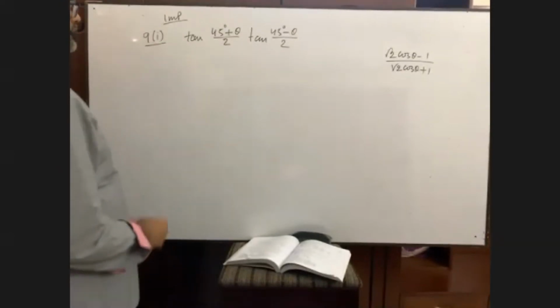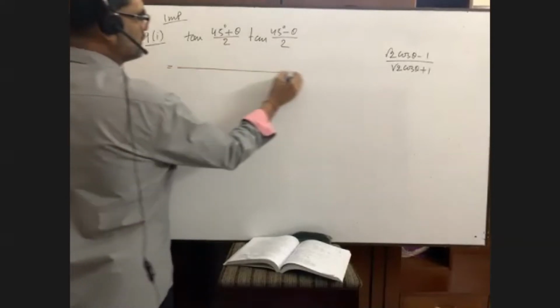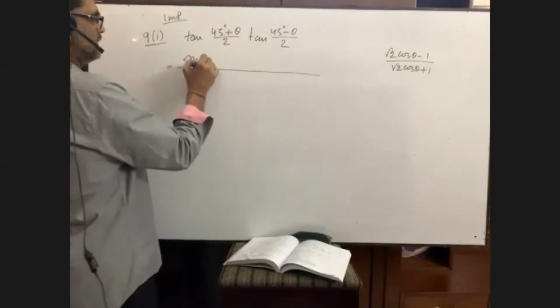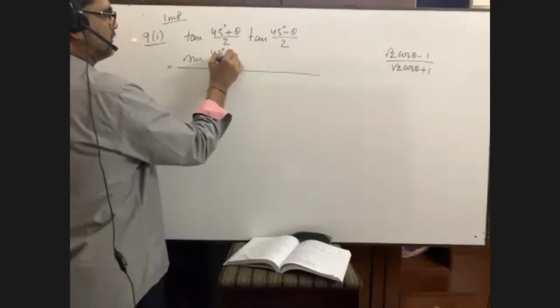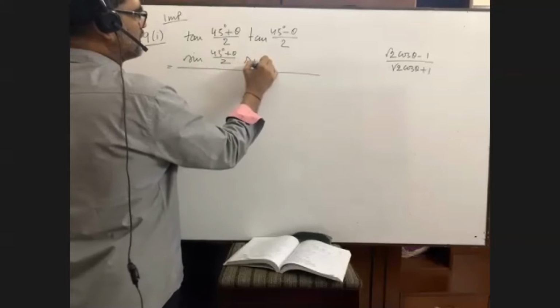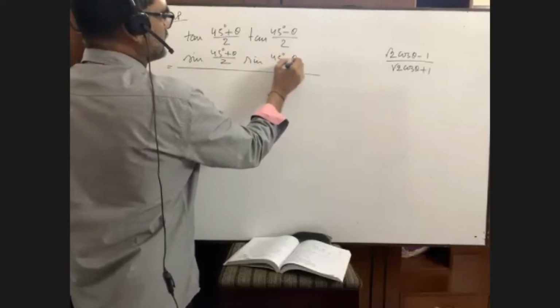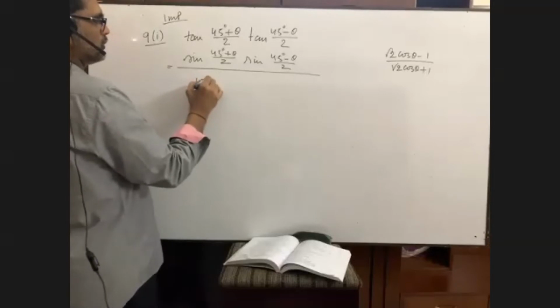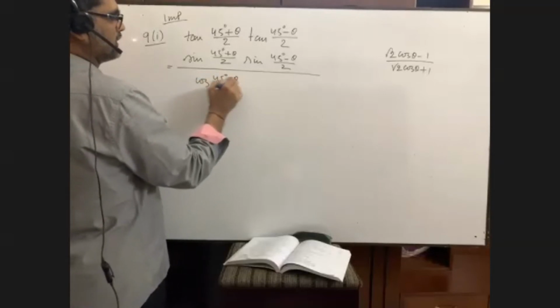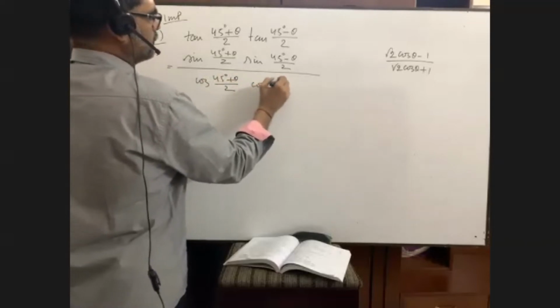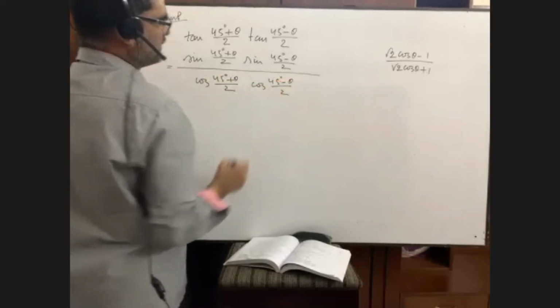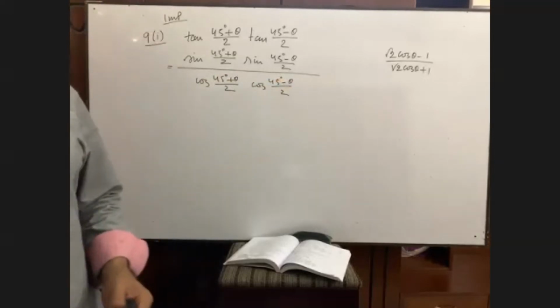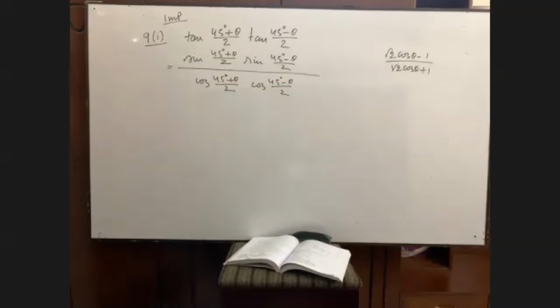I am doing, okay, that's good. You see, sine 45 degree plus theta by 2 into sine 45 degree minus theta by 2 by cosine 45 degree plus theta by 2 cosine 45 degree minus theta by 2. Just let me know where you have not got it. What I have done, that you did in class 9 and 10. Tangent equals to sine theta by cos theta. Nothing I did. Okay, is it okay to all?